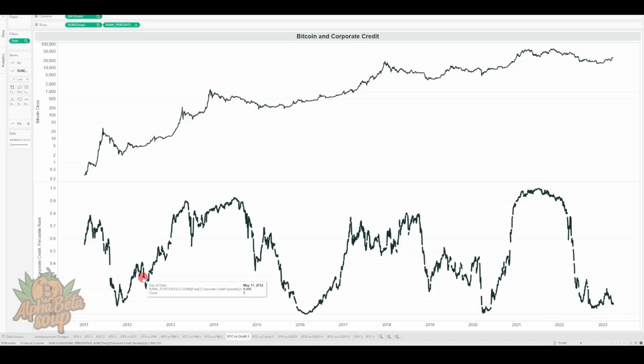And I think that this is one of the clearest indications that Bitcoin is following the economy. Look at the lineup of this oscillation here. Look where the lows are. It's literally the lows of Bitcoin every single time. Look where the highs are. It's literally the peaks of the market every time.